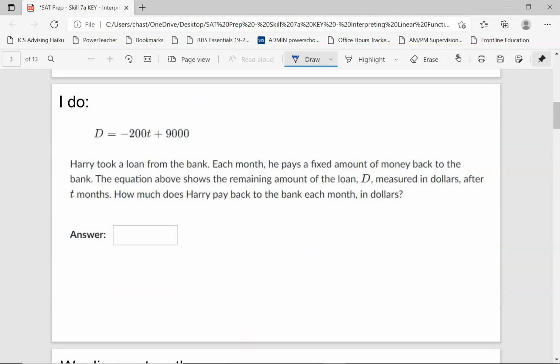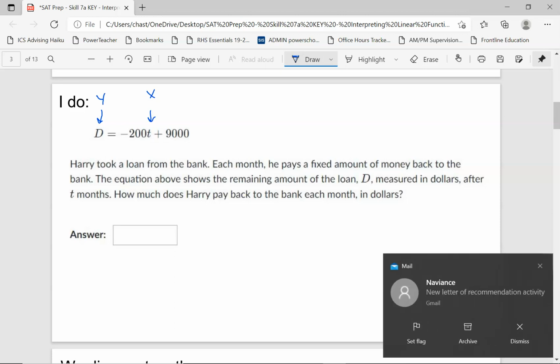It says d equals negative 200t plus 9,000. So first of all, let's think of d as like your y and your t is like your x, okay? Just so you can kind of have this in perspective of slope-intercept form. It says Harry took out a loan from a bank. Each month he pays a fixed amount of money back to the bank. The equation above shows the remaining amount of the loan D measured in dollars after T months.